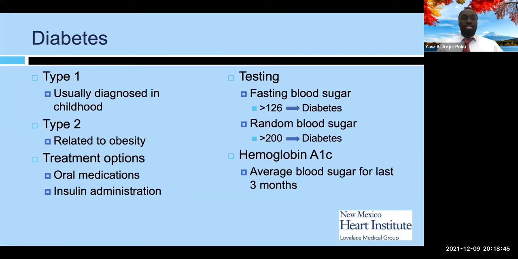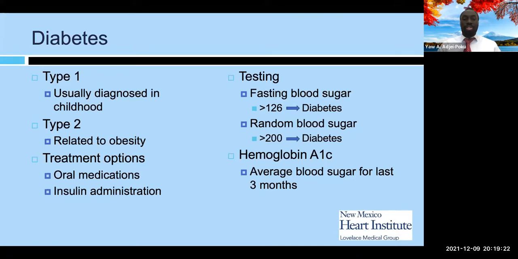Diabetes. So there are two types of diabetes. Type 1 is usually diagnosed as a child. Type 2 is the most common one that we see. That oftentimes is related to obesity. Patients that have diabetes are treated with either medications or insulin administration to keep their blood sugar low. Testing is performed either with a fasting blood sugar greater than 126 indicates that you have diabetes, or any random blood sugar over 200 indicates you have diabetes.